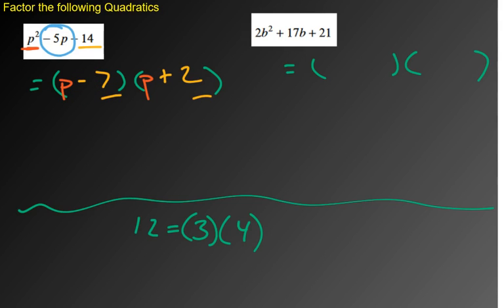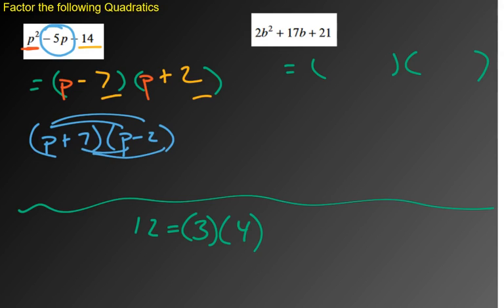But sometimes it just takes trial and error. Like maybe you thought it was, I'm going to erase this, but maybe you thought it was p plus 7 and then p minus 2. You just have to double distribute, try out all the multiplications and see what you get. You get p squared, you get minus 2p plus 7p, and then minus 14.